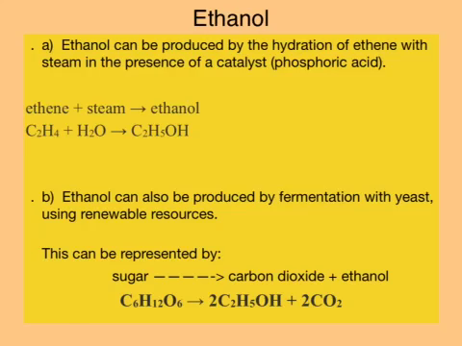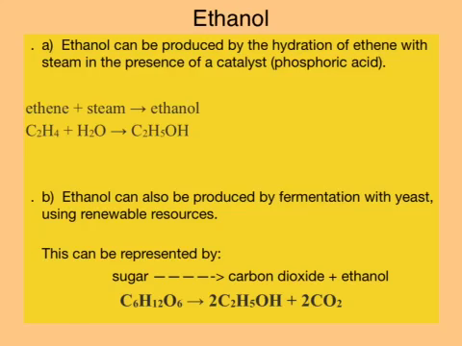The second method of making ethanol is the fermentation method, which involves yeast and sugar. Basically the reaction is sugar with yeast breaks down into carbon dioxide and ethanol. It ferments. So sugar is fermenting with the aid of yeast to produce carbon dioxide and ethanol. Now the good thing about this is that it uses renewable resources, which means that the source isn't going to run out.